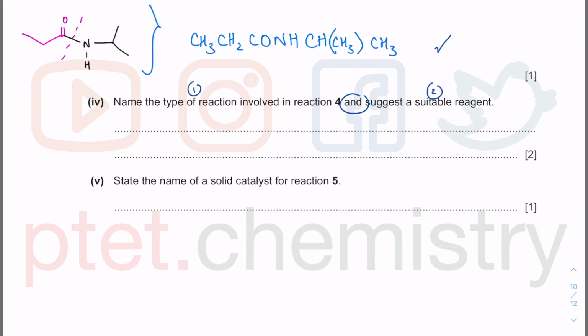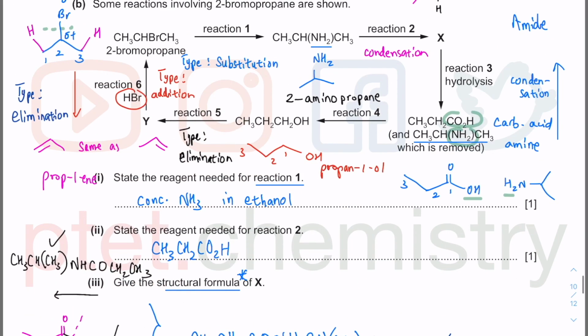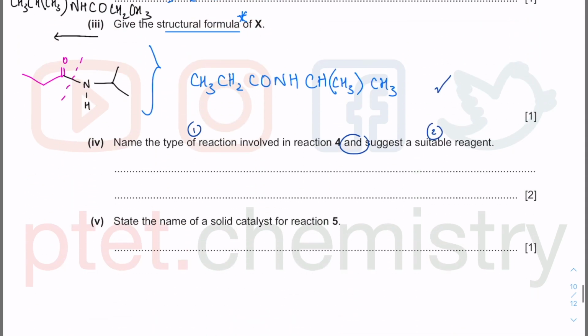Now part 4: name the type of reaction in reaction 4 and suggest a suitable reagent. There are two questions being asked here. Reaction 4 was converting the carboxylic acid into alcohol. To reduce the carboxylic acid into alcohol, you need a very strong reducing agent. Sodium borohydride will not be strong enough. You definitely need a much stronger reducing agent, and to do that you need LiAlH4, lithium aluminum hydride.